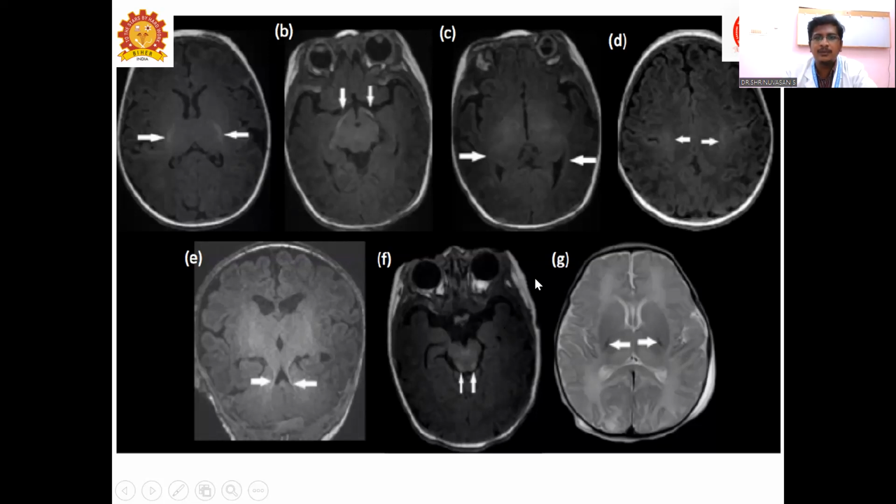So this is the normal finding. When it is lost, we have to think of hypoxic-ischemic encephalopathy at term, where there are altered normal signal intensities, resulting in the basal ganglia thalamus type of hypoxic-ischemic encephalopathy.